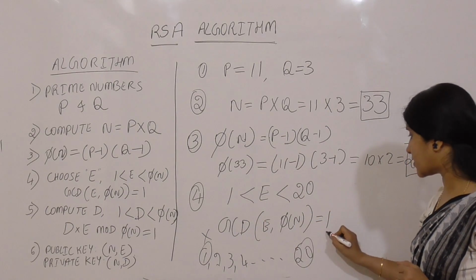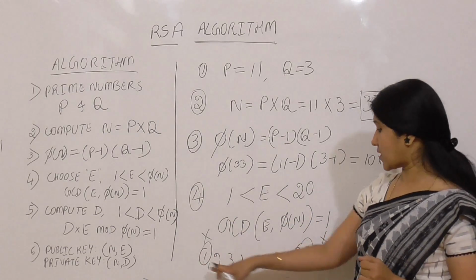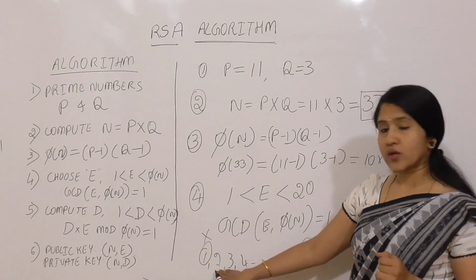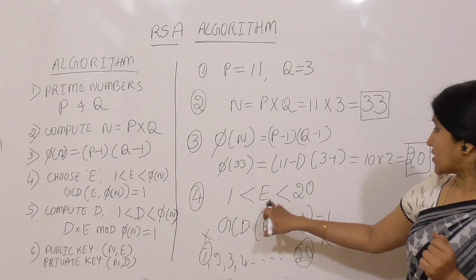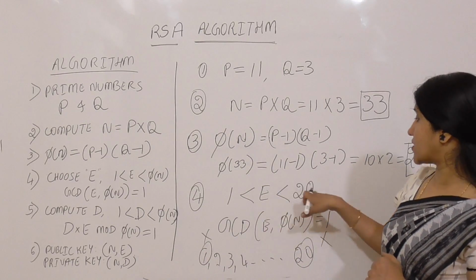20 also I can't take. Sorry, it should be less than 20. Yeah, it should be greater than 1. 1 and 20 I can't take. 2, can I take 2? Here the condition is satisfied. Yes, 2 is greater than 1 and less than 20.